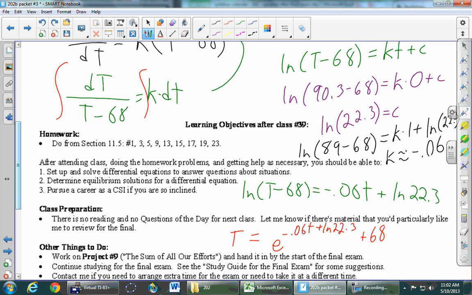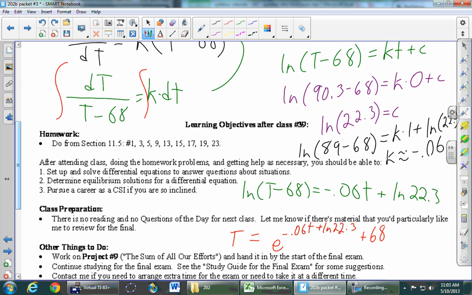What did we say the temperature of the body was going to approach? Maybe we didn't say it. What will it approach? 68 degrees. If that's the outside temperature, the body will eventually essentially reach 68 degrees. Does this confirm that? E to the minus 0.06 T. What kind of a function is that? And what kind of exponential? That's an exponential decay. So eventually what's going to happen to the E to the minus 0.06 T? It's going to head to 0, right? Yeah, it's going to get really close to 0, and then you're going to add 68.